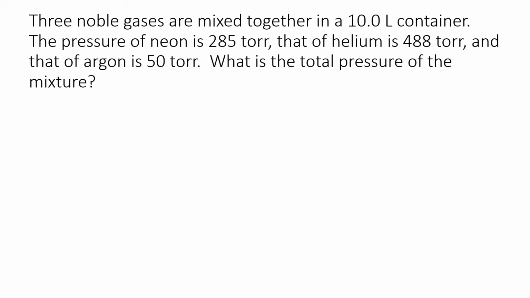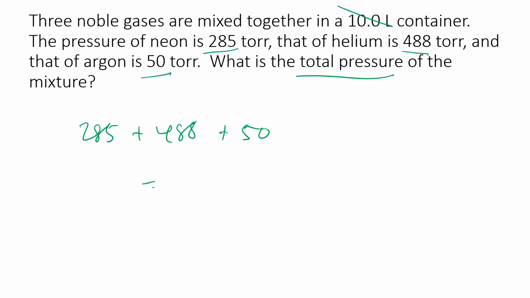Noble gases are mixed together in a 10-liter container. There are 3 different gases and 3 different pressures in the unit torr. What is the total pressure? The 10 liters is extra information. Not meant to confuse you, but all right, what is the total pressure? So all you got to do is add up these numbers: 285, 488, and 50. Okay, so then the pressure is going to be 823 torr.